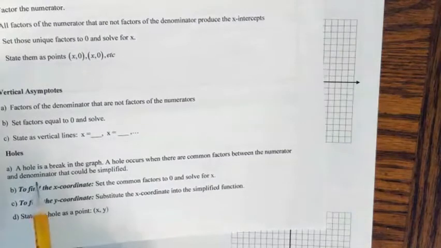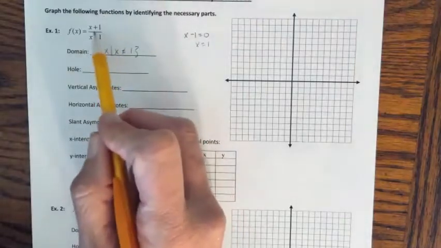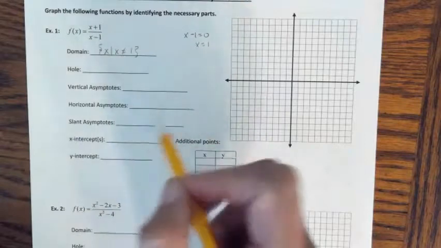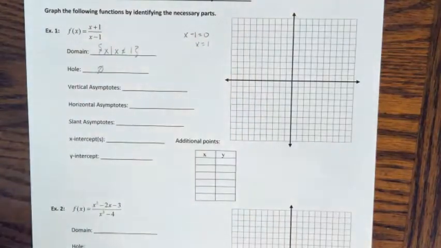The next thing we're going to talk about is a hole. So a hole comes from when you have a common factor in the numerator and the denominator. So if I look at my numerator and I factor that, which it doesn't factor, these are not common factors. So this particular graph does not have a hole. So we'll put no hole.